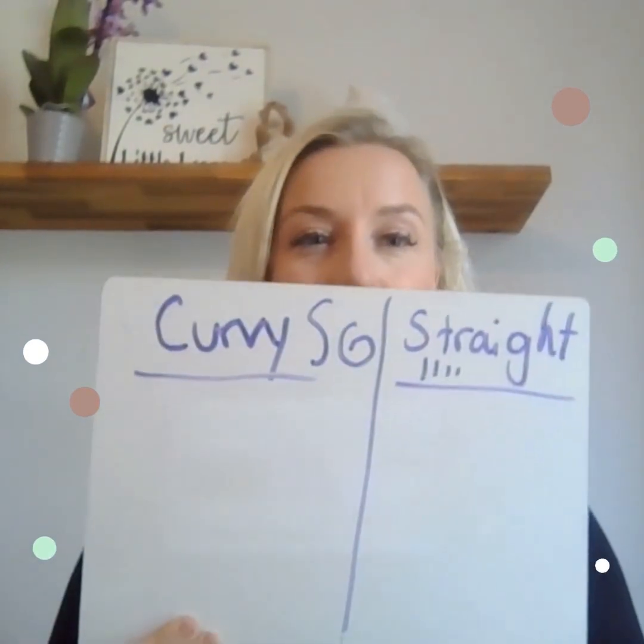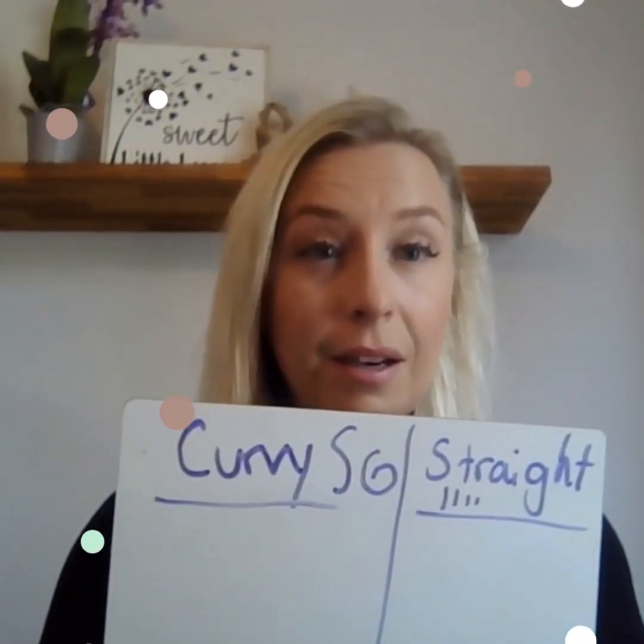Okay, it is time to play with some shapes and lines. We have been discussing whether or not our names have curvy or straight lines in them. So what we're going to do is investigate some things around us, and we are going to create a curvy and straight detective hunt.